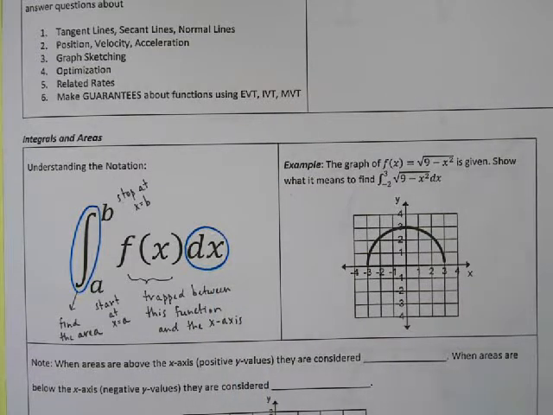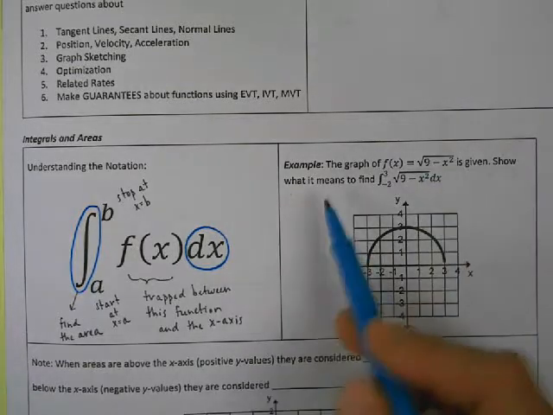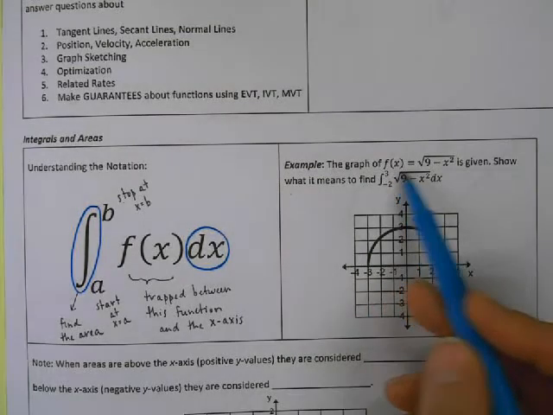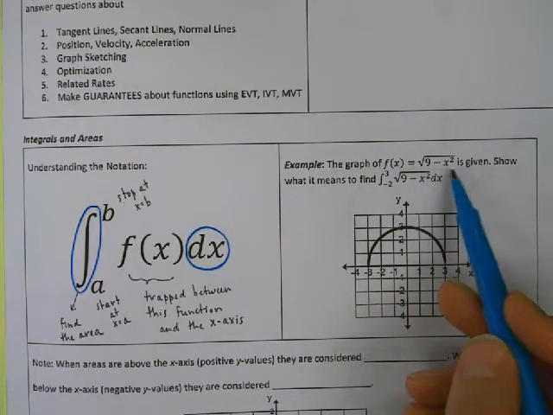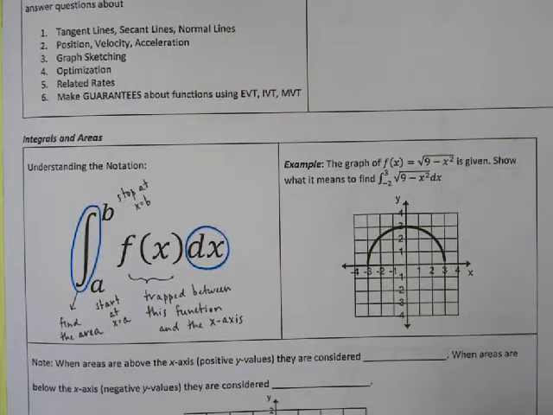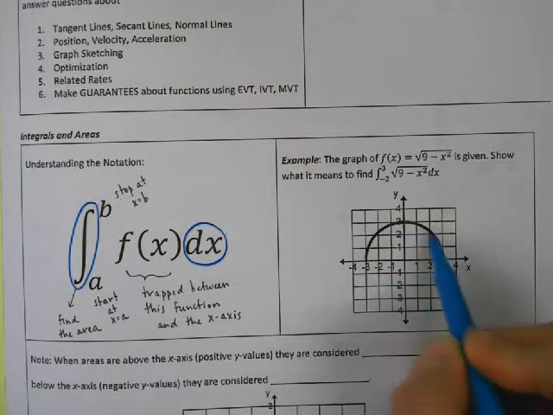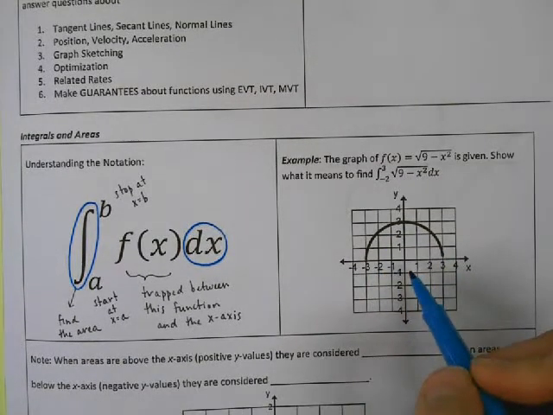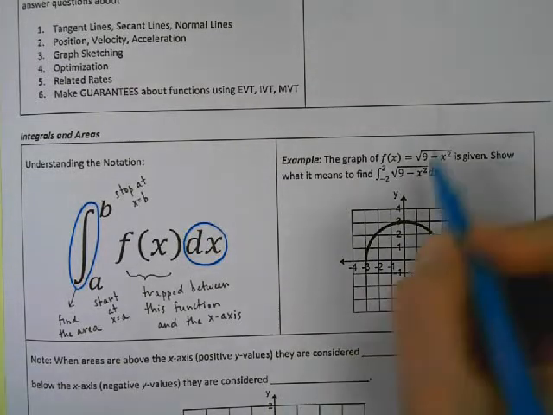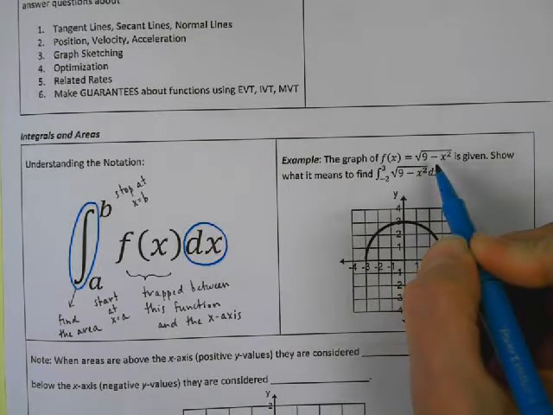So let's look at an example of what this might look like in a problem. My example says the graph of f of x equals the square root of 9 minus x squared is given. Notice that's the semicircle here with radius 3. I want us to make sure we recognize this function because we're going to see these equations of semicircles over and over again, so you definitely want to recognize what they look like.